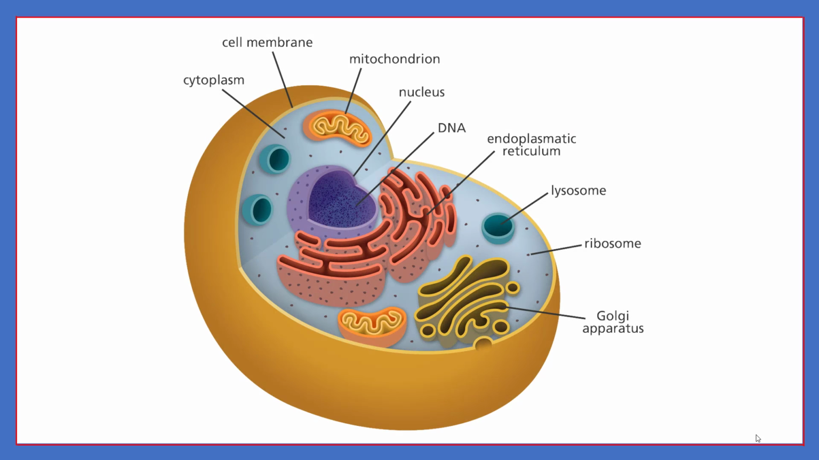So here is a cell and all the components. It's much, much more sophisticated than this, but it's a simple drawing to get an idea of what is inside the cell. You'll notice the nucleus. Every cell has a nucleus except for, I believe it is, red blood cells, which don't have a nucleus. But what we're going to focus on is the mitochondria.